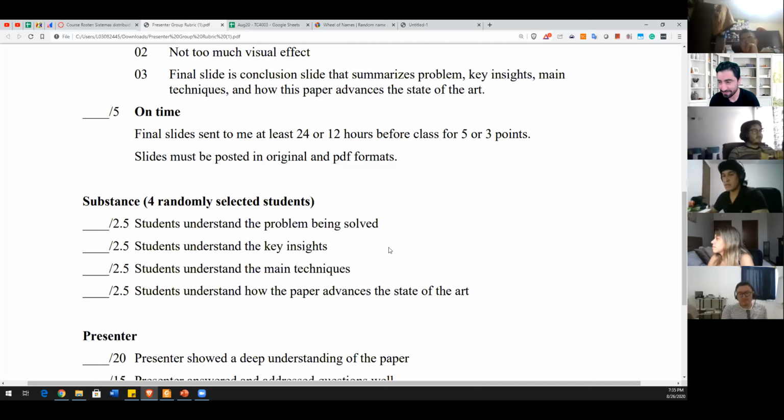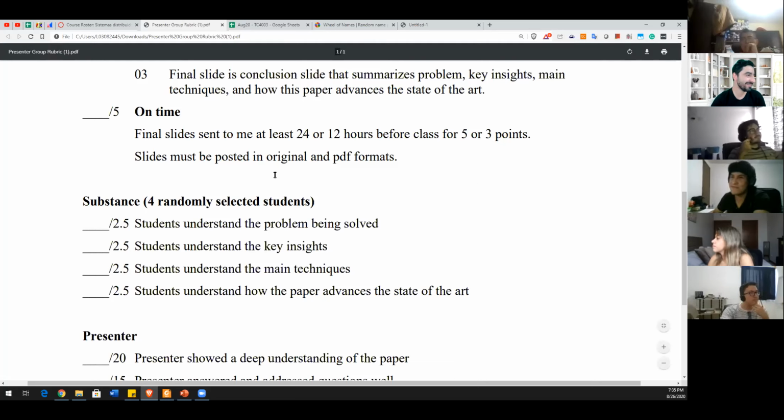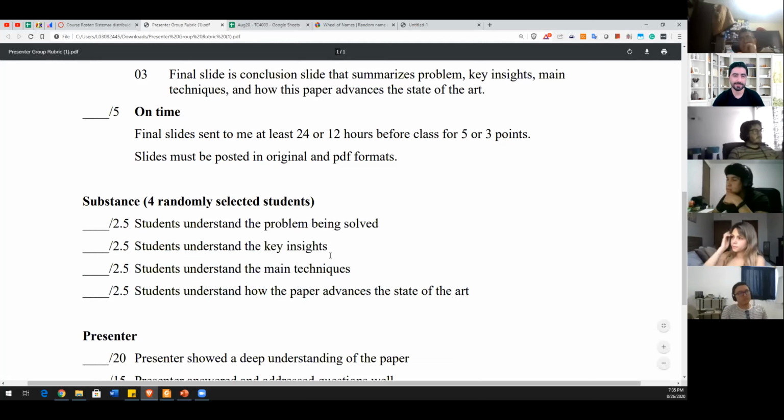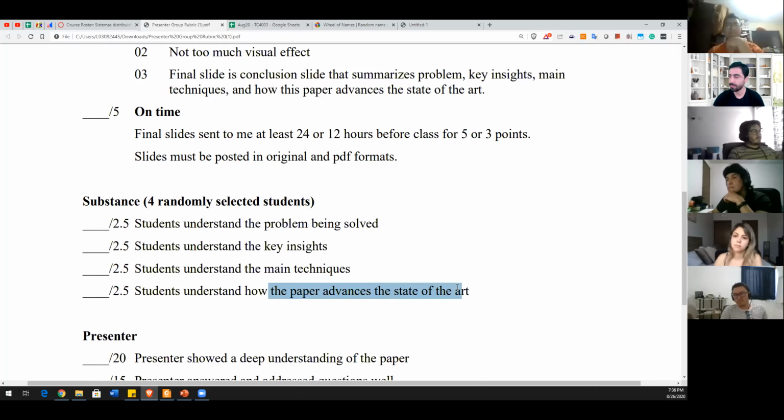The problem being solved is to determine the way the things... We are hearing you very poorly. Now we don't even hear you. It happens, be patient. So prepare yourself for these other questions: the key insight, the main technique, how the paper advances the state of the art. Okay, go ahead, Ricardo. We think he's talking, but we cannot hear him.